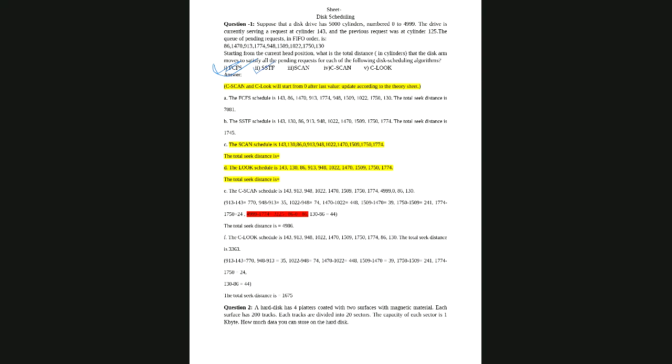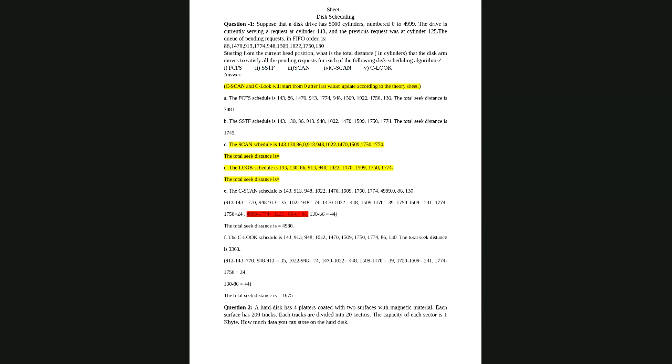Then the scan algorithm, it is also known as the elevator algorithm. C scan is called circular scan. And then you have one more algorithm called look. I think this is not taught to you in the theory, but there is one more algorithm called look, and then we have CLOOK.